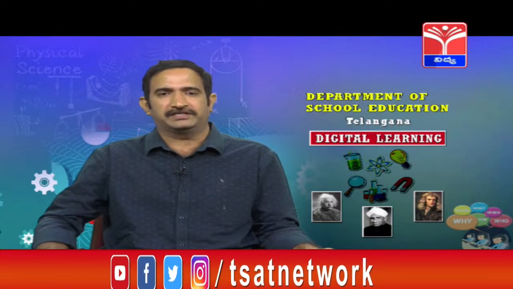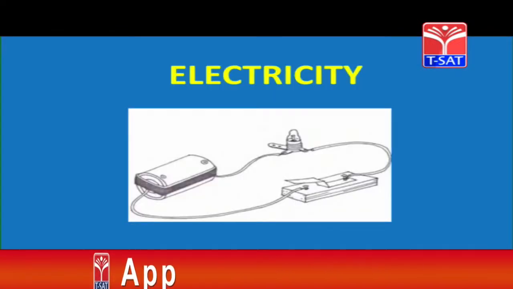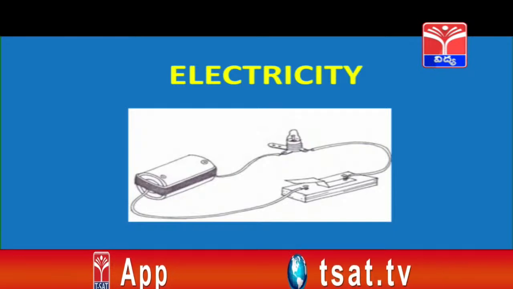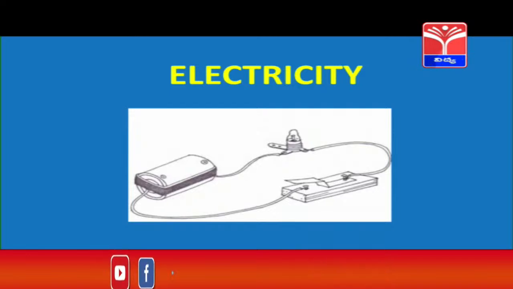In the last session, we have seen about simple circuits and how we can construct a simple circuit. It is very easy to construct a simple circuit by using a bulb, a battery and a switch. Now let us see. Here we can find a battery, bulb and switch. By using them, we can glow the bulb. By pressing the key, the bulb will glow because current is flowing through the circuit.